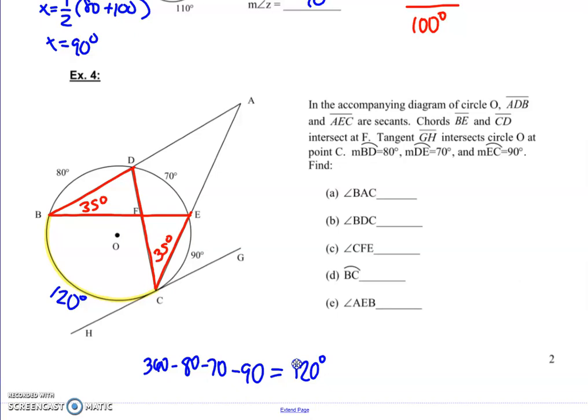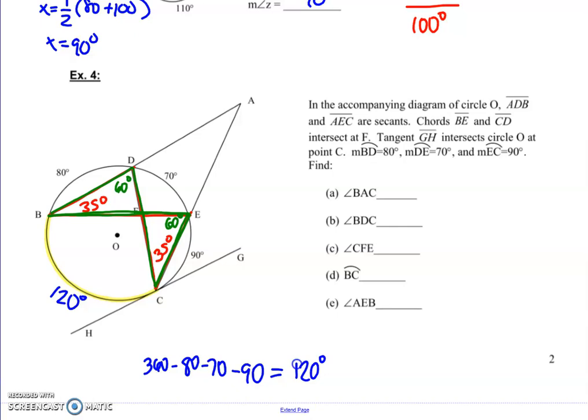And then I'll use a different color. I've got this inscribed angle here, which is half of the yellow arc. So that means that's got to be 60. And then, check it out, there's another inscribed angle that goes to that same arc. So that has to be 60. So now I've got an arc, I've got a bunch of angles.